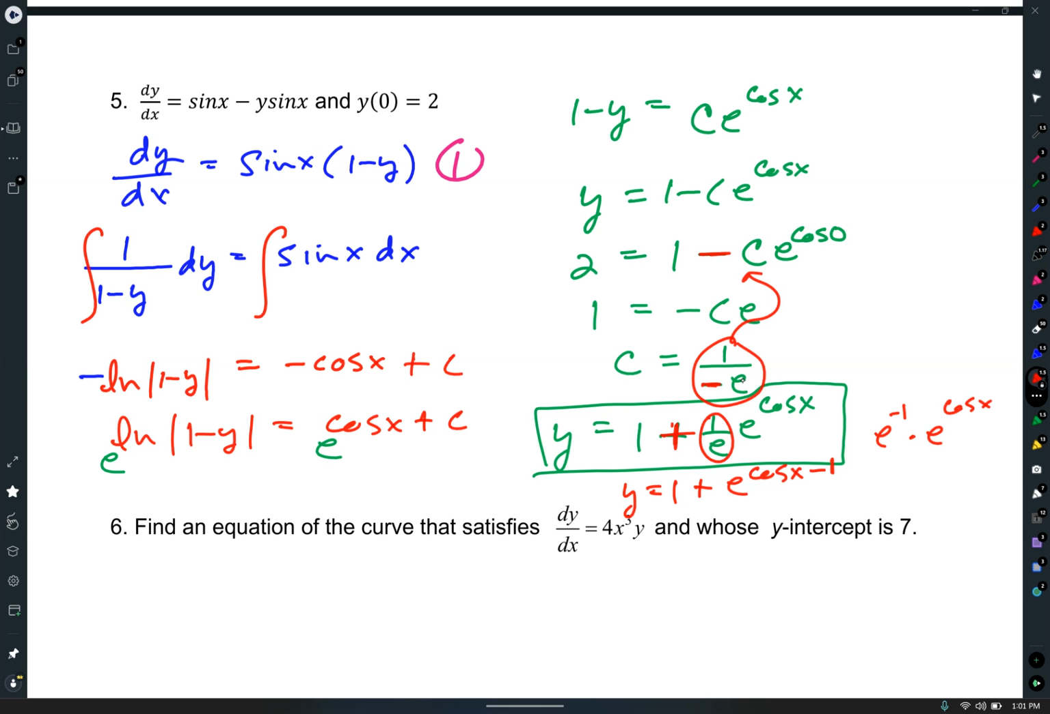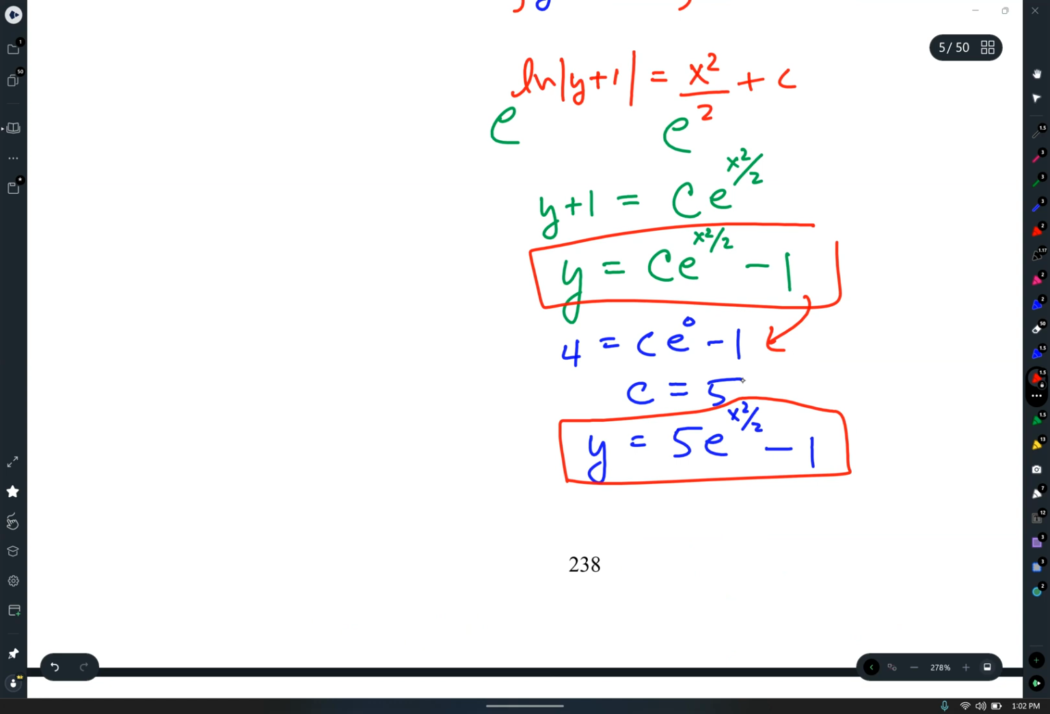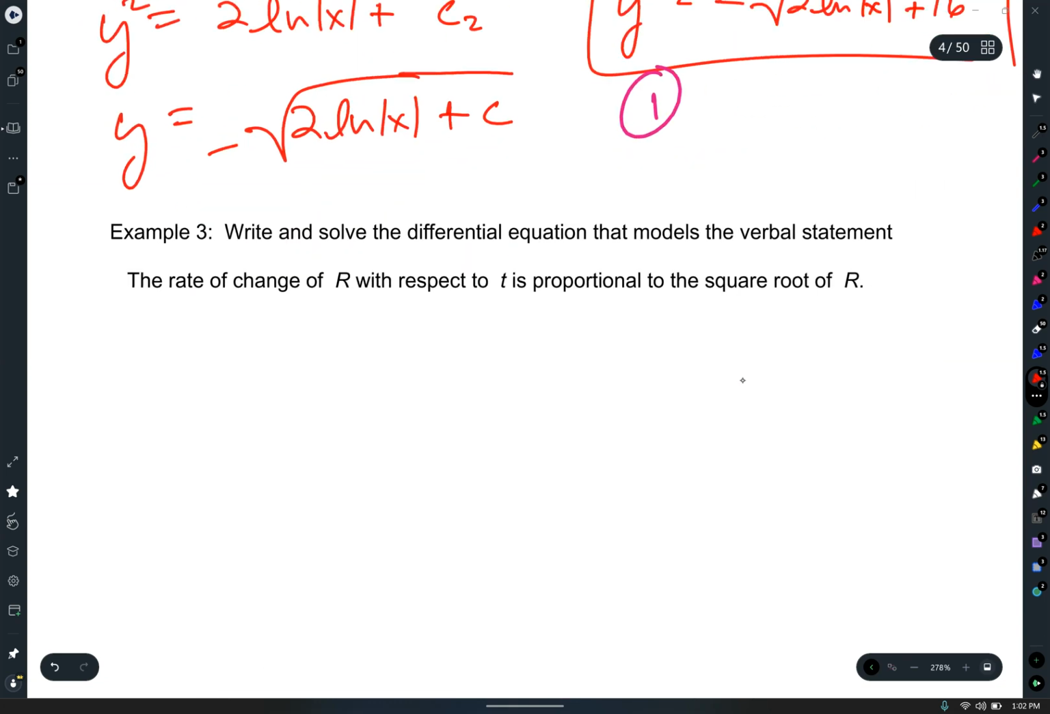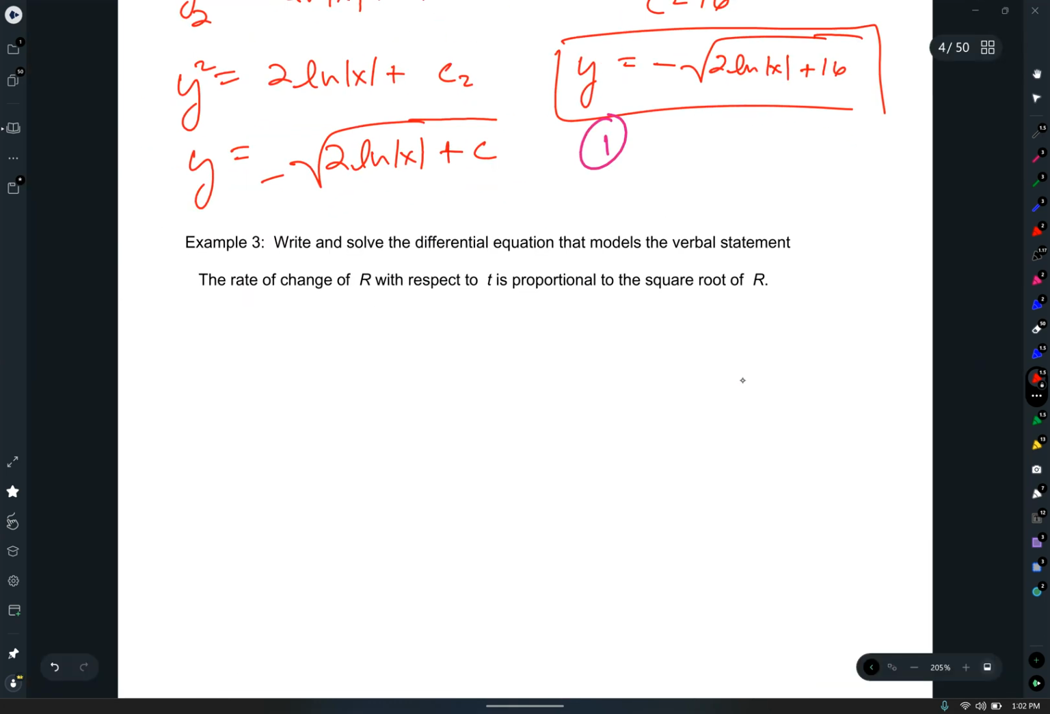How are we doing? Is everybody okay with that? So the last thing I want to show you is that last example. It's a lot more generic. These are all nice and neat. They're satisfying because you can get all numbers and everything. But I want to show you this last example. Write and solve. So 2 things. The differential equation. Okay, hold on. How do you write a differential equation? That means write a derivative equation and then solve it that models this verbal statement.